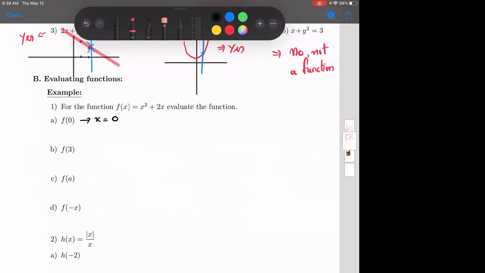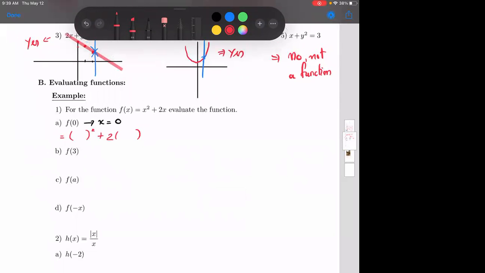So all you have to do is replace x by 0, right? If I were you, I would do this: I replace x with parentheses. So parentheses squared plus 2 times parentheses, because later it's going to get more complicated. I can give you, instead of 0, x plus 2, something more complicated, right? All right, so now replace x with 0, which is equal to 0, right? So f of 0 is 0.